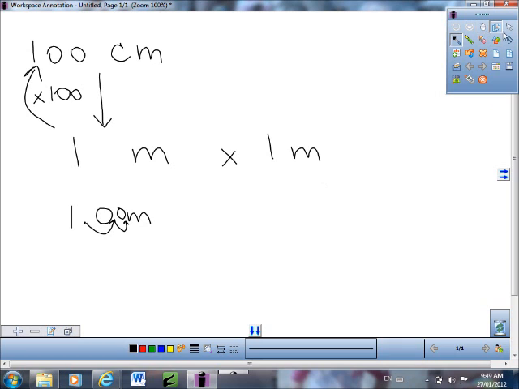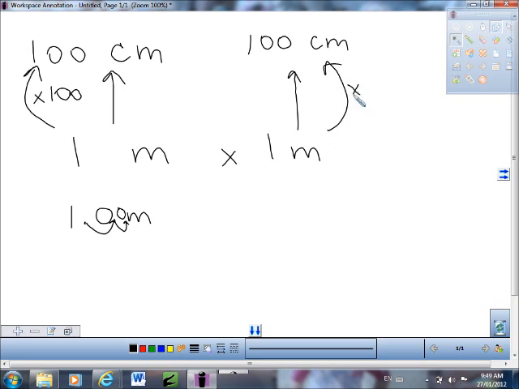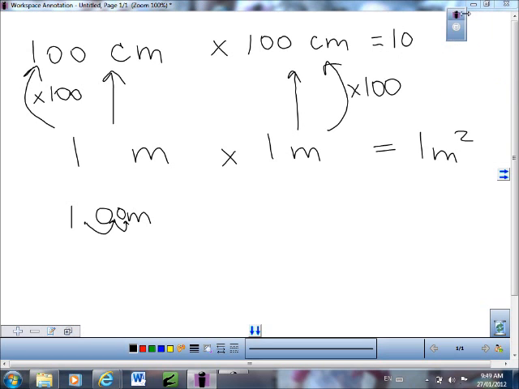Does that make sense? So if that's the case, and we know that 1 meter is equivalent to 100 centimeters, and to get there we need to multiply by 100, well, that means we're going to have to multiply these two to find an equivalent area for 1 meter squared. And how do we do that? Well, in order for us to multiply 100 times 100, we can use another pattern.